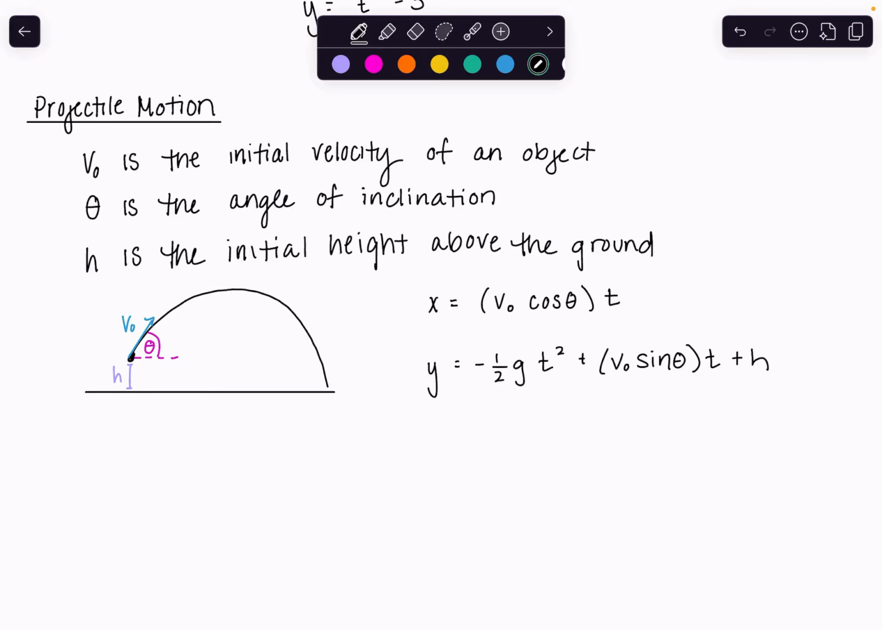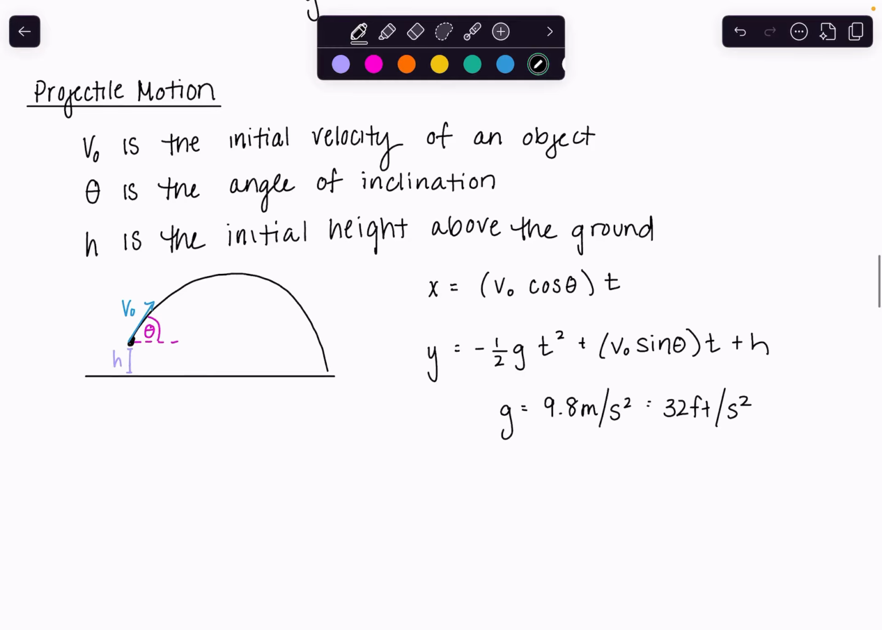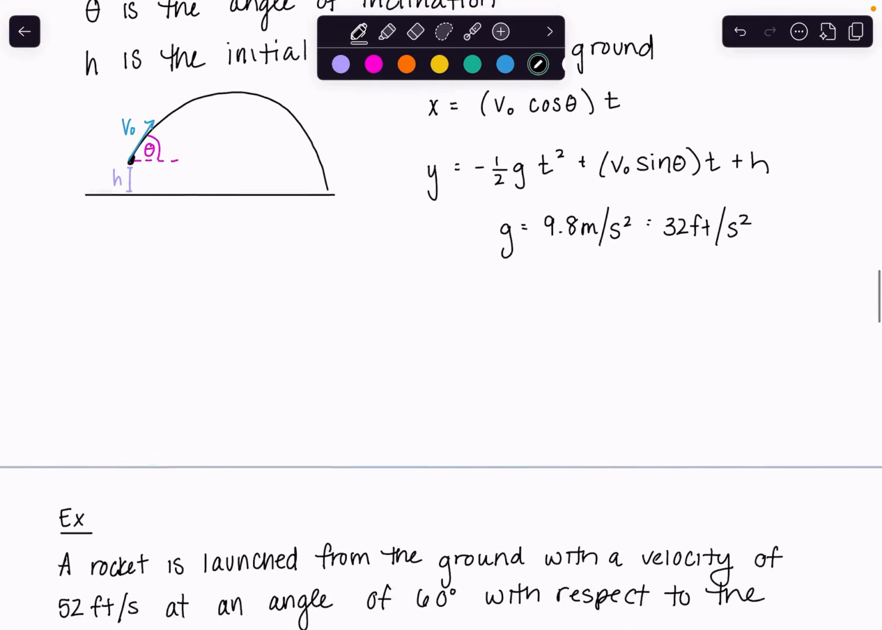Okay. G is just based on gravity, so it depends on the problem. If it's given in meters, gravity is 9.8 meters per second squared. And if it's in the US standard unit, that is 32 feet per second squared. Okay. So we're going to try an example of a rocket launch. We're going to come up with the parametric equations, and then we're also going to find some key components of that launch. So let's try this example.